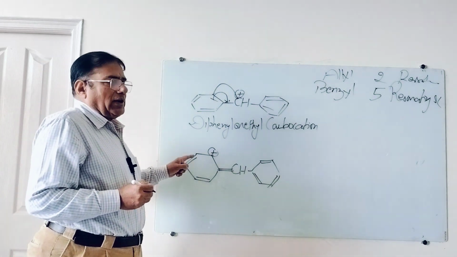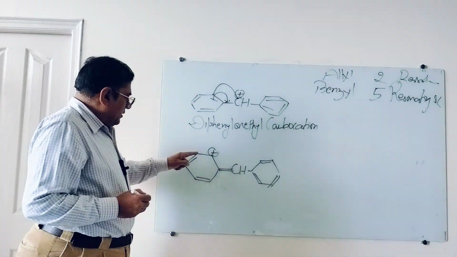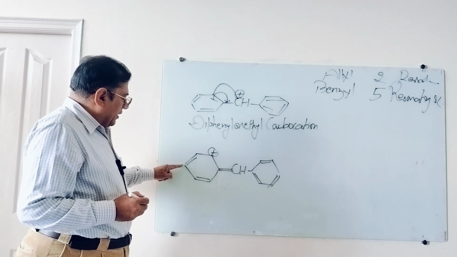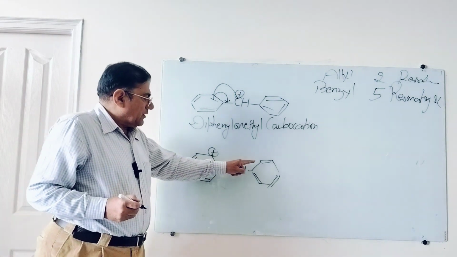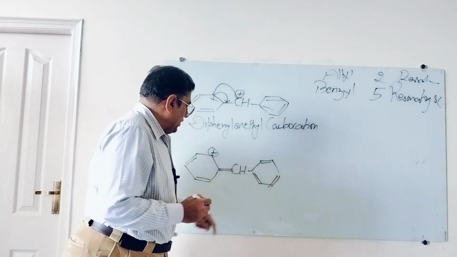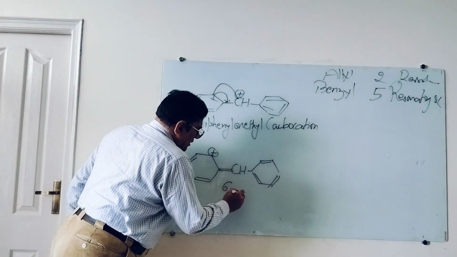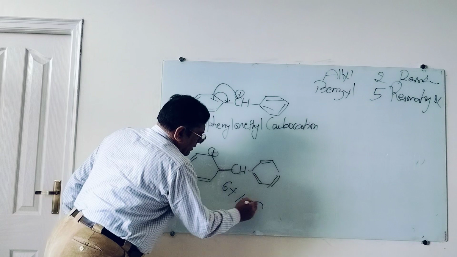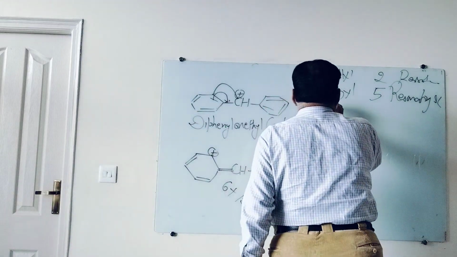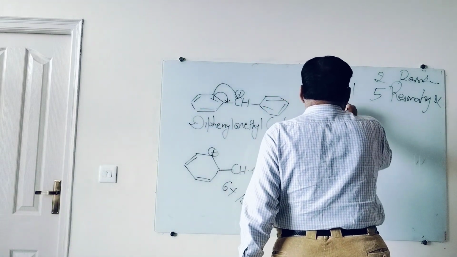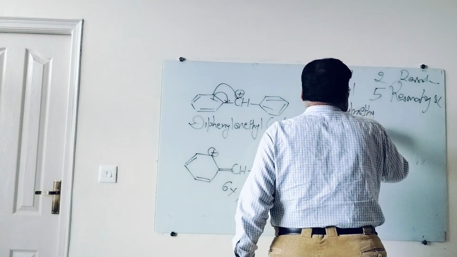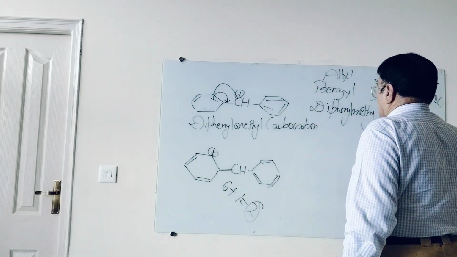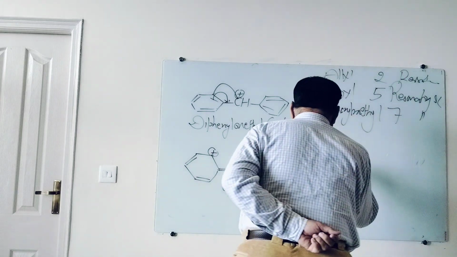How many resonating structures do you expect in this? This is 1. In the second, the positive charge will come to this place, then to this place. 3 structures. Second, 1, 2, 3. I can say 6 plus 1, total 7 resonating structures. This is diphenyl methyl, right? How many resonating structures? 7 resonating structures. Quite clear.